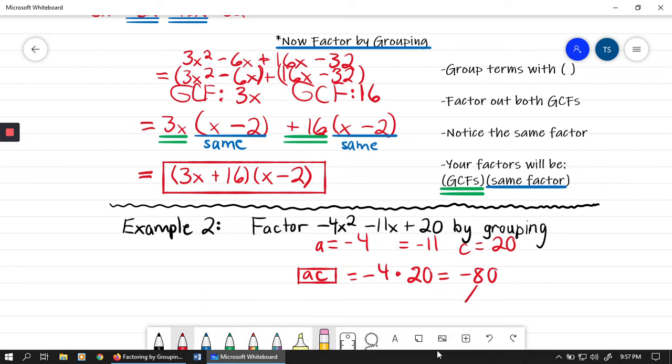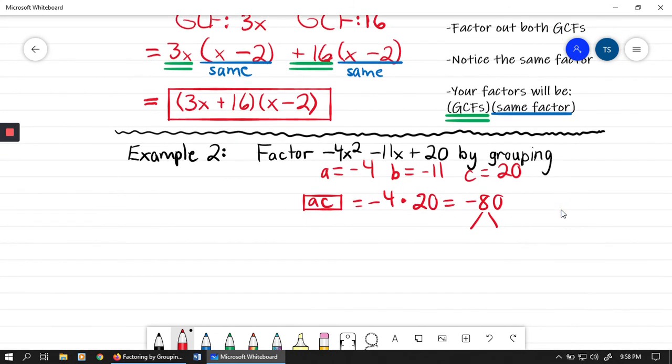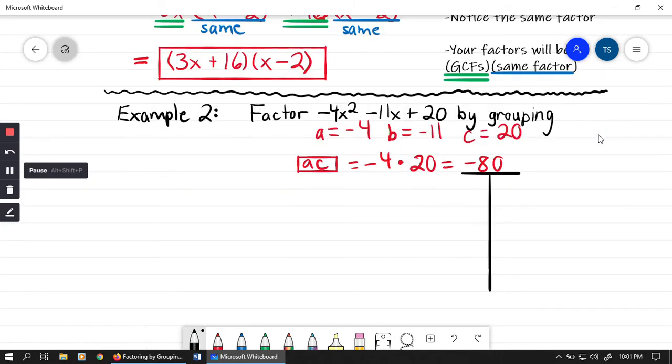Alright, and so if you can't think of those factors of -80 in your head, then you may want to write them down. Write down those factors. Eesh, that is just so sloppy, guys. Alright, so if we write down factors of -80 here, and try to figure out which ones will add to give you -11, right now I'm just going to write the factors.